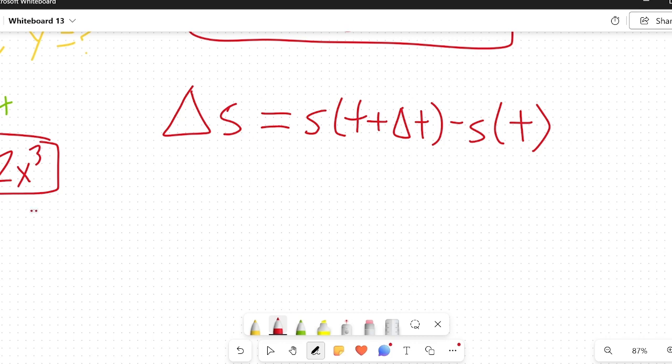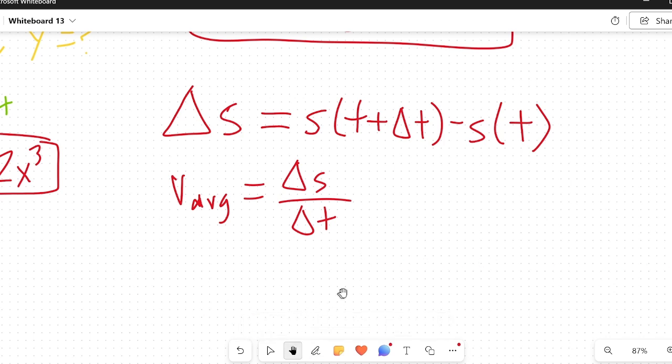So essentially, you know the familiar formula, right? That rate equals distance divided by time. So we can define average velocity. We can define v average to be equal to delta s divided by delta t, right? Let's try to find the velocity using position.